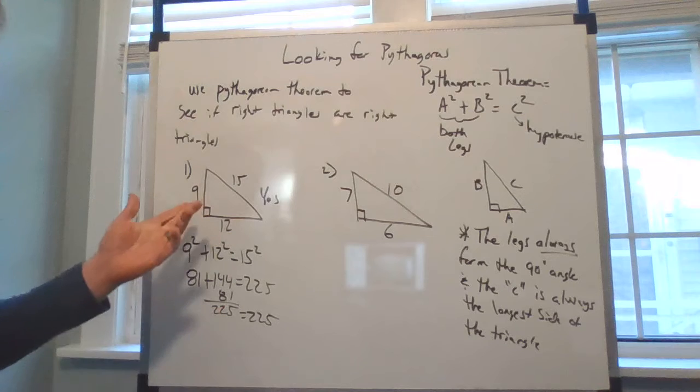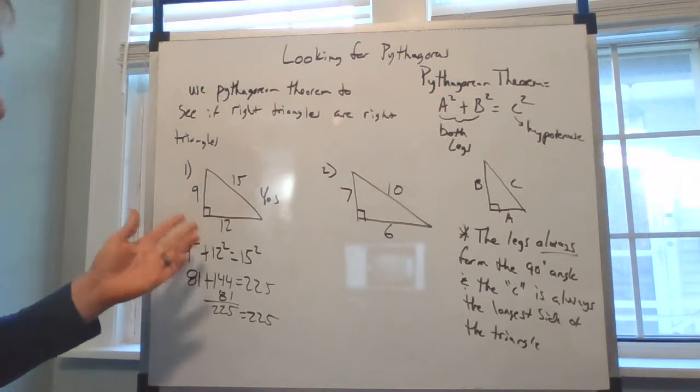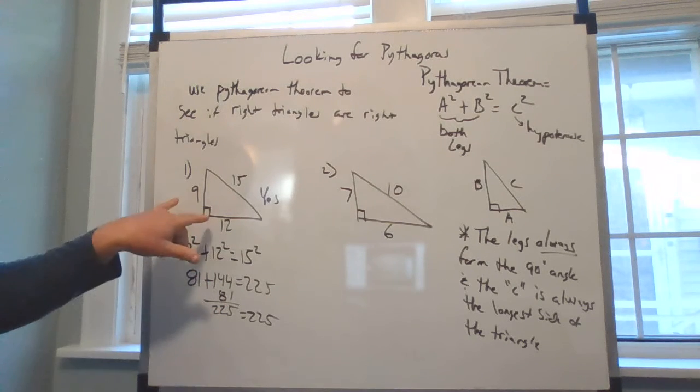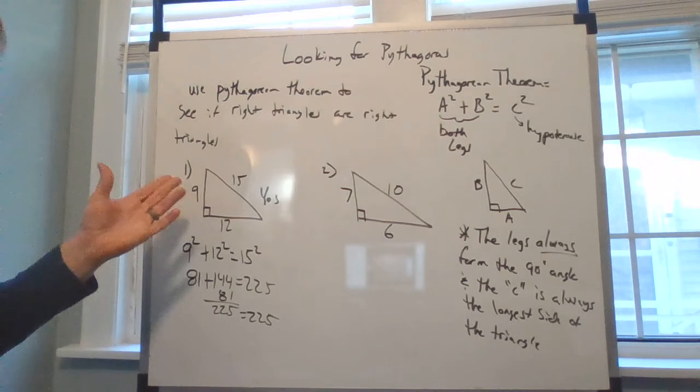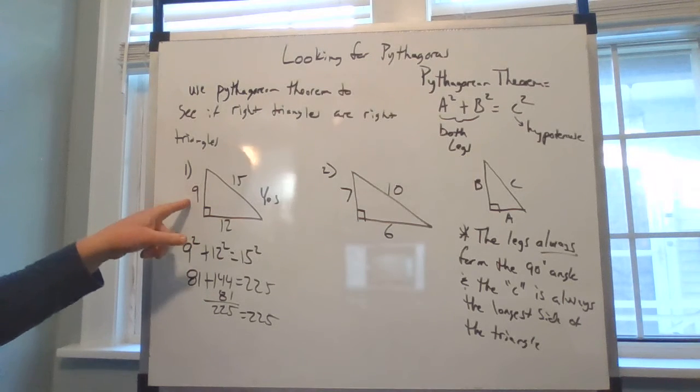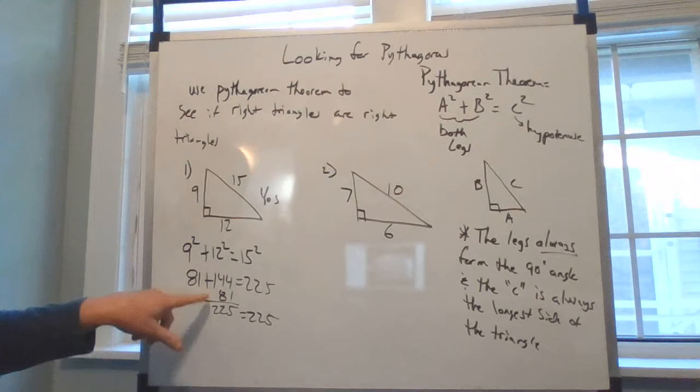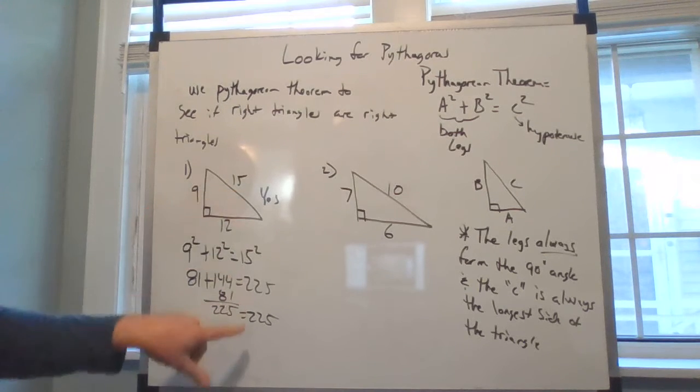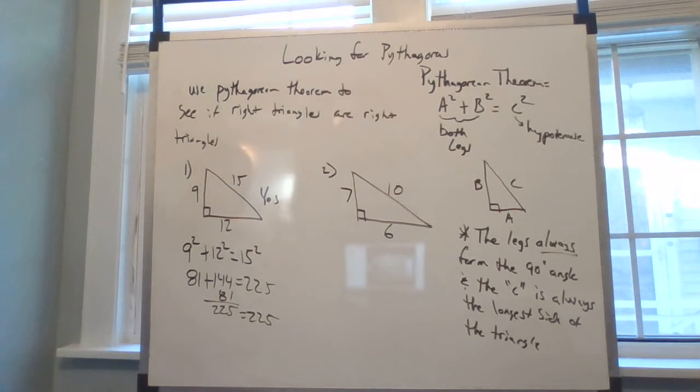I can't just draw a right triangle and assume it's a right triangle with the lengths given. I have to prove that it's a right triangle based on this first test, which is, does it satisfy the Pythagorean theorem? And because when I add 9 squared plus 12 squared, I get 225, that is equal to my hypotenuse squared, boom, we have a right triangle.